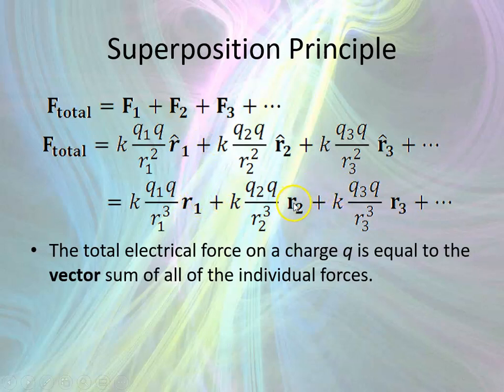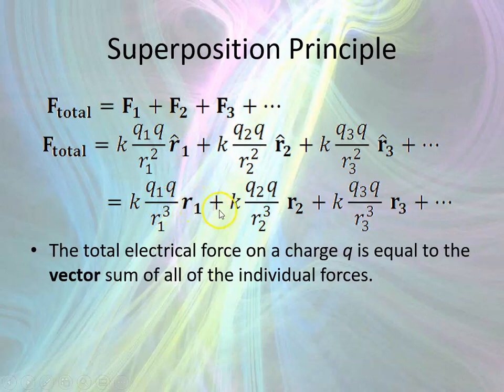R2 hat is the R2 vector divided by the magnitude of R2. Well, that gives you an extra factor of the magnitude of that distance, that vector in there. Well, that's just the distance. So instead of having r squared times unit vectors, we end up getting r cubed times actual vectors.